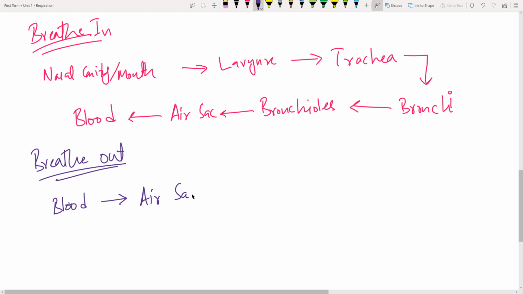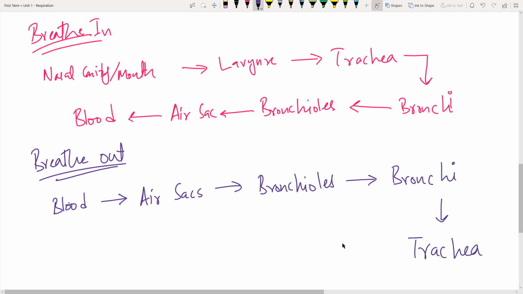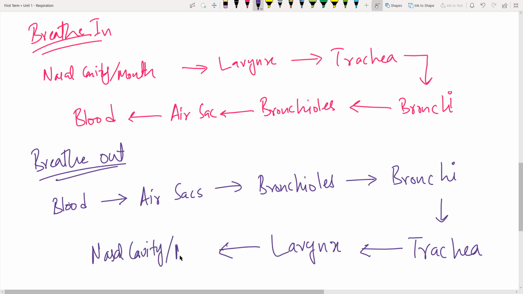So it would be air sacs, from there to the bronchioles, and from bronchioles to bronchi, from bronchi into trachea, from trachea into larynx, and from larynx back out through the nasal cavity, nose or the mouth, right? So that's how the breathe in and breathe out works.